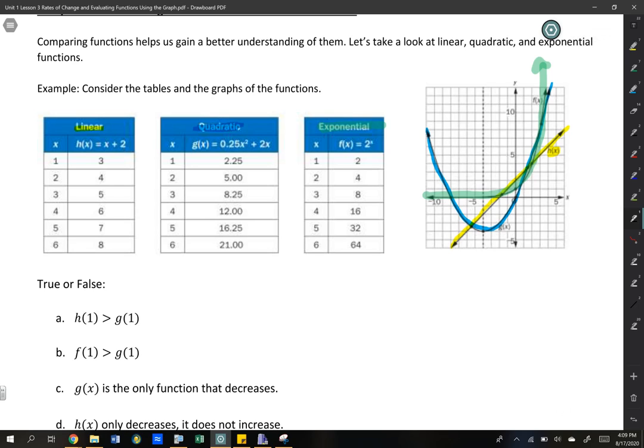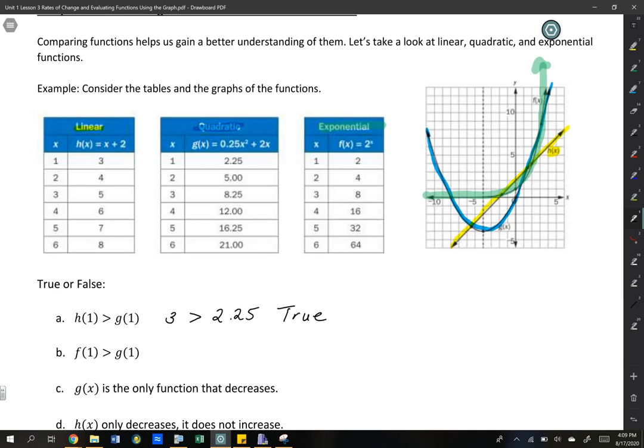We want to know, is h of 1 greater than g of 1? Well, if we go to the table and we look at h of 1, if we put 1 into the h function, what do we get? We get 3. Is 3 greater than g of 1? Well, if we put 1 into the g function, we get 2.25. So this one is true.